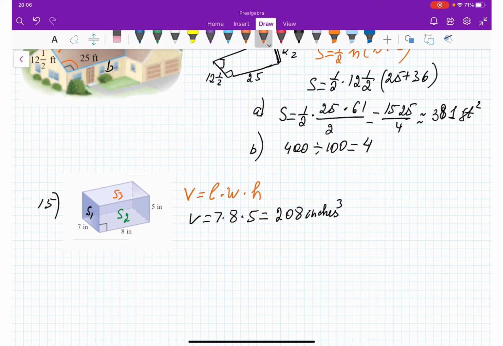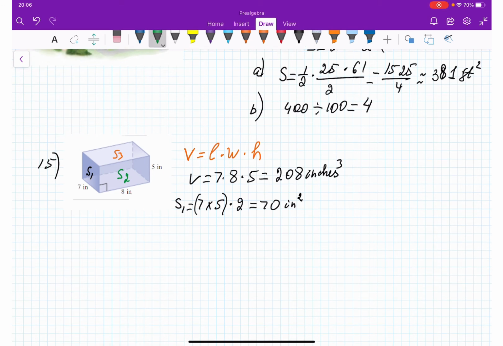Let's start. So S1 is equal 7 times 5, and I'm multiplying also by 2 because there are two of them parallel to each other, right? 35 times 2, it's going to be 70 inch squared. Next, S2 is equal 8 times 5 and then times 2 because there are two of them, two parallel sides. 40 times 2, 80 inches.